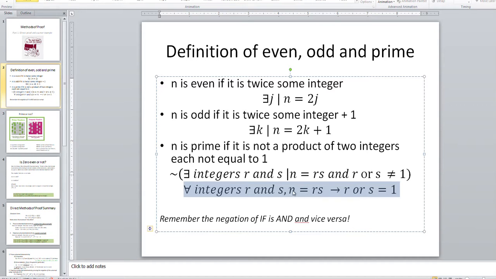All right. The way I got this statement from this statement is just remembering that when I negate an if statement, I get an and vice versa. I get an and with the opposite conclusion.